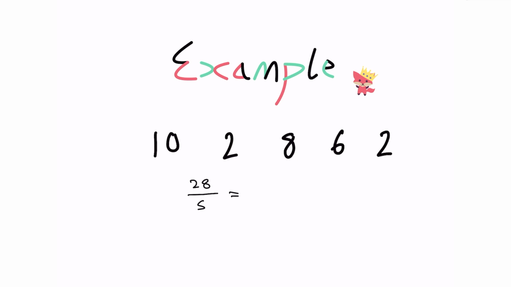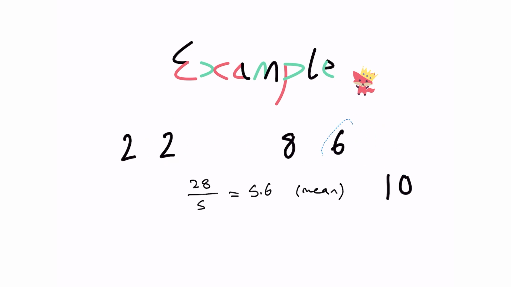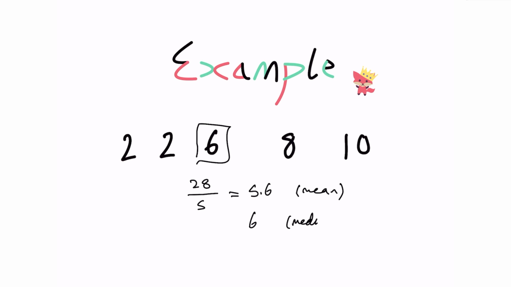Now 28 divided by 5, the way I divide by 5 is I tend to divide by 10 and then times by 2. So that's going to bring us up to 5.6. So this is the mean. Now the median, remember you have to put the numbers in order. So the 2, 2, 6, 8, 10. We have 5 numbers, so the middle number will be the third number. In this case, that's 6. So 6 is the median. And then the most often, remember, gives us the mode. So that's going to be 2. So see here that the mean, the median, and the mode are not all the same.